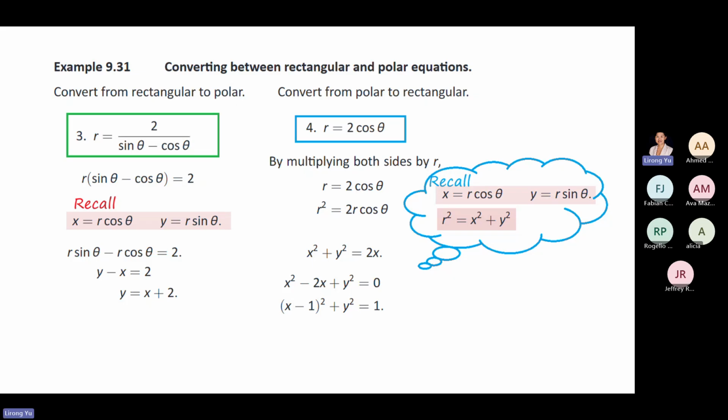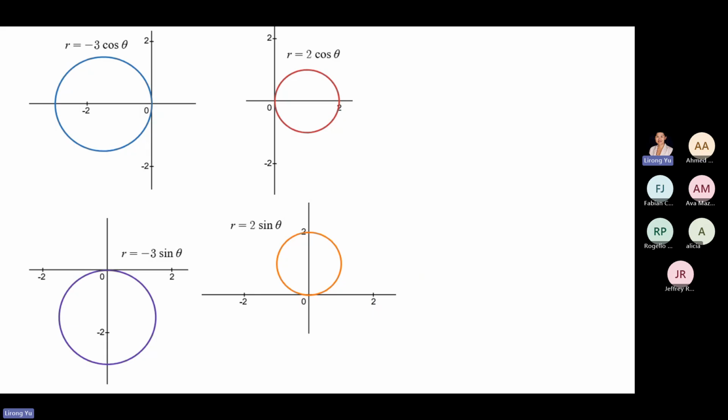Right, so this is an example of how to convert between the 2 coordinate systems, point to point conversion, or equation to equation conversion. Any question? A couple of homework problems go over similar things.